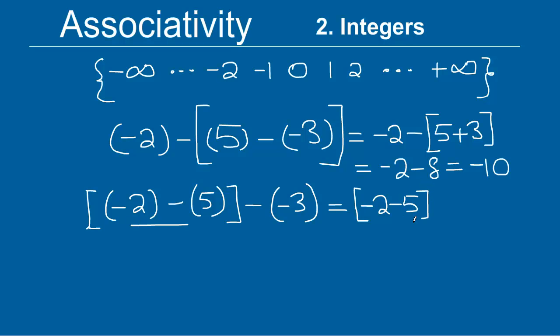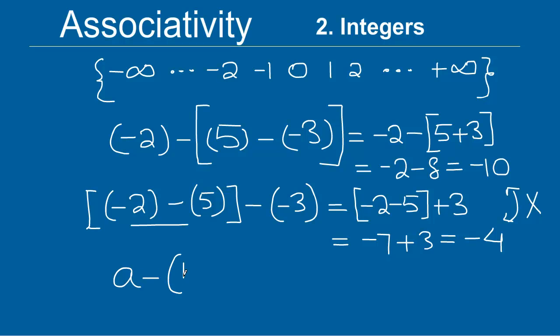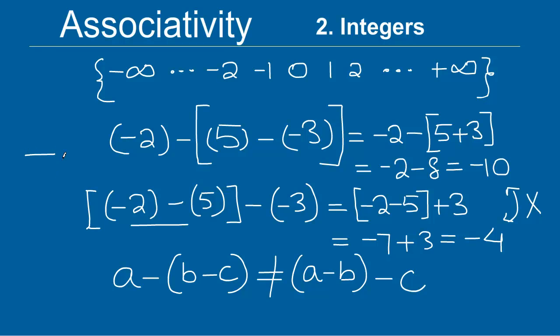This is this. And then we have minus of -3, which will be +3. So let's see what we get here. So -2 minus 5 is -7 plus 3. This will be -4. Are these two values equal? They are not equal. So we see that for A minus, open up a bracket, B minus C, bracket close, this value is not equal to bracket open A minus B, bracket close, minus C. So we say for integers, subtraction is not associative.